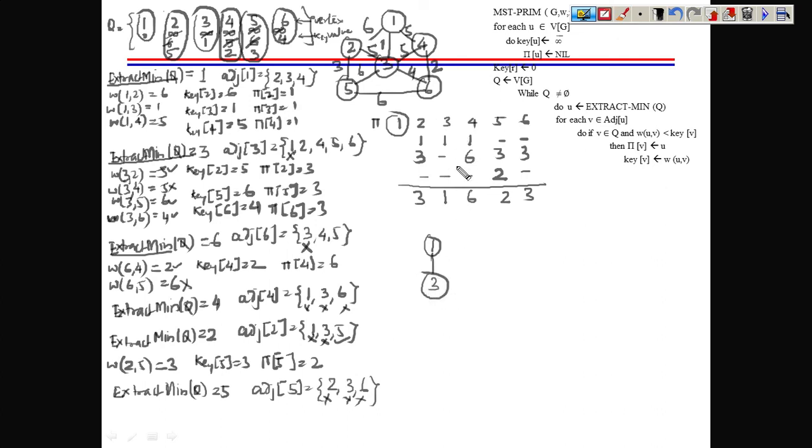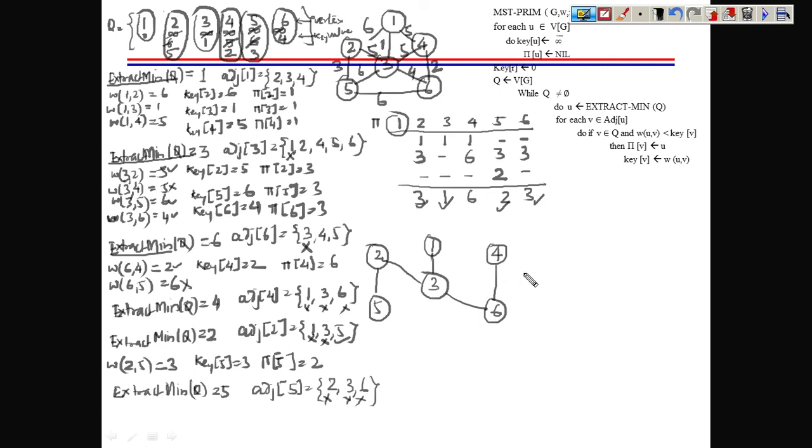and then from 1 we can go to 3, and from 3 we can go to 6. So from 3 we can go to 6, and also from 3 we can go to 2. These are the vertices. From 3 we can go to 2, and from 2 we can go to 5, and from 6 you can go to 4, and we will write the cost here.